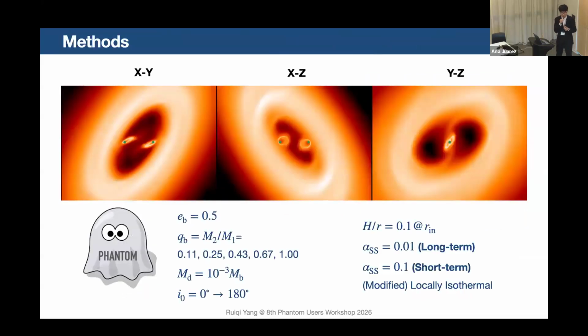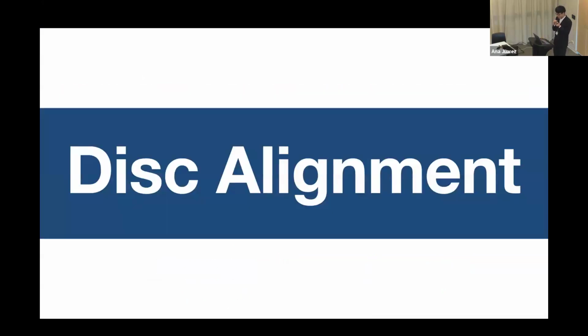To solve these questions, we leverage Phantom to run heavy simulations. We model a 0.5 eccentricity binary. The mass ratio ranges from 0.11 to 1. The disk mass is 10^-3 of the binary mass, and the initial tilt ranges from 0 to 180 degrees. The H over R is set to 0.1 at the inner radius of the disk, and we use alpha viscosity parameter 0.01 for long-term simulations and 0.1 for short-term simulations. And we use a locally isothermal equation of state. Let's see the main results.